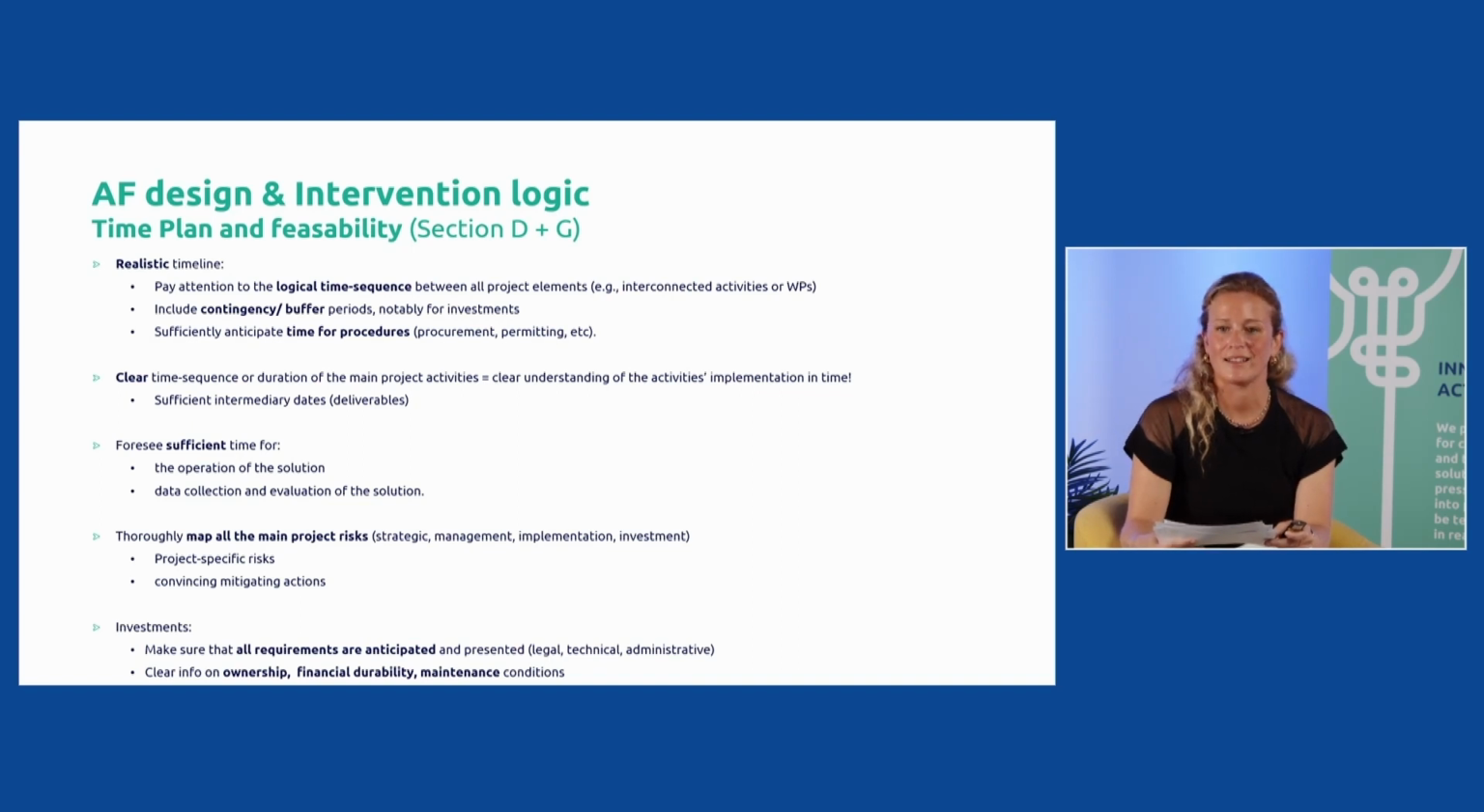Now, in case you plan some investments in your project, which are riskier by nature than any other type of activity because they need some authorization, they have technical constraints, risk of delays, financial commitments, and so on. Well, please make sure that all these technical, administrative, legal requirements are anticipated on your side and presented in your application form to demonstrate that somehow you have anticipated these constraints. And be clear as well in terms of information providing on who will be the owner of the investment, what will be the financial durability of the project, what will be the maintenance condition, and so on.